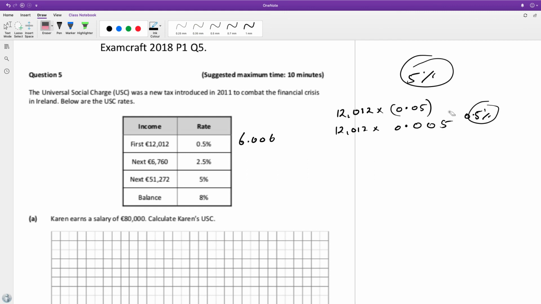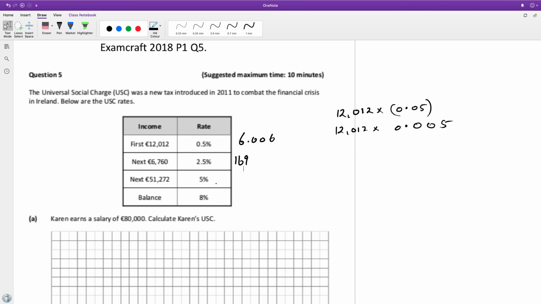If you don't know the decimal, you can simply use the percentage button on your calculator. Do you know what the percentage button is? I'd recommend that if you're not 100% sure on the decimal. Then, 6,760 multiplied by 2.5%, and we get 169 euro.